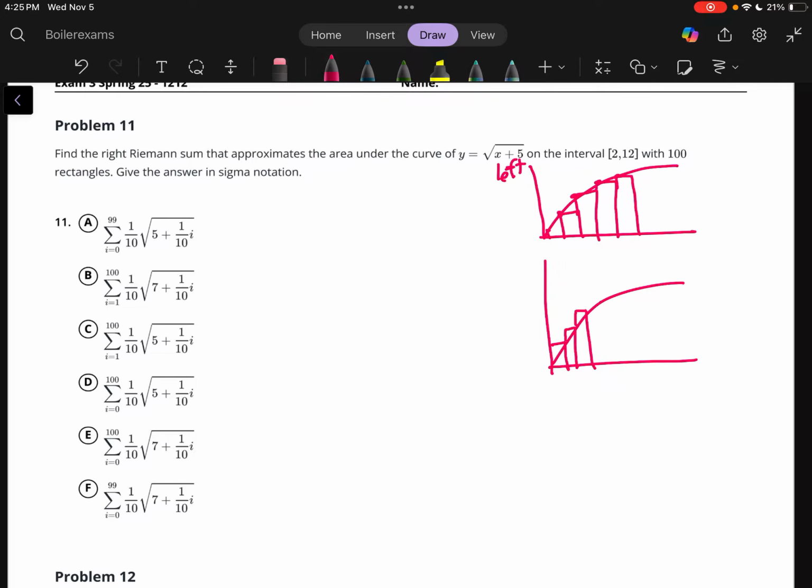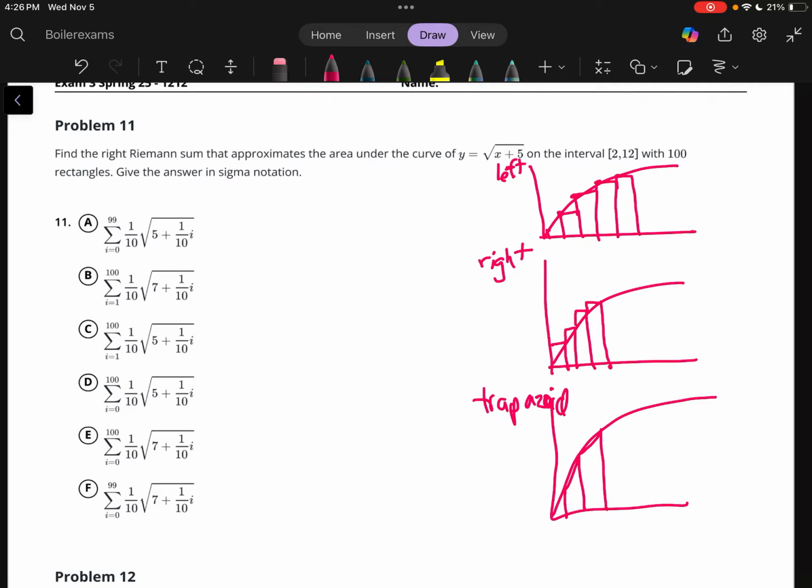I'm doing my best. And you can also have trapezoidal sums. I guess I can draw that too. Okay, I think that's how you spell trapezoid. So it looks something like this. Basically, you connect the left to the right. You make a trapezoid.